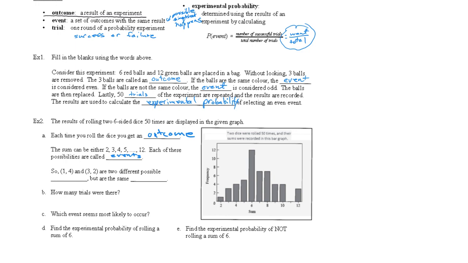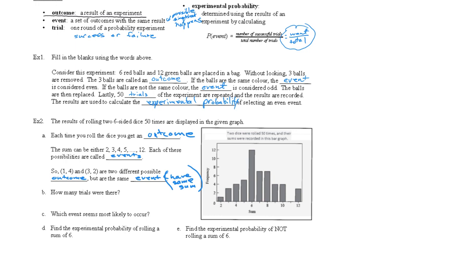So if you think about it, 1 and 4 and 3 and 2 are two different possible outcomes, okay? But they are the same event because they have the same sum. Because remember, our experiment was just to see how many times we could roll different numbers with two die.